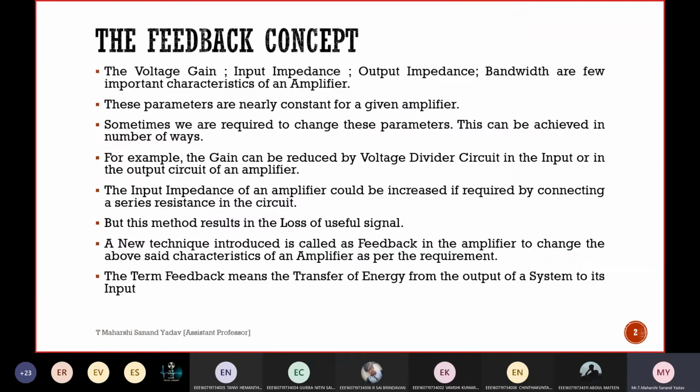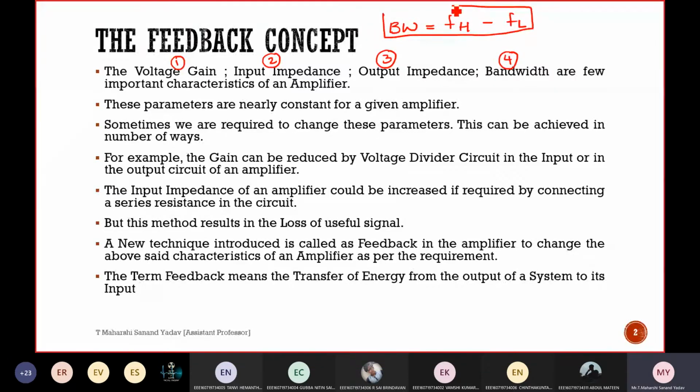So, the feedback concept. We know about voltage gain, input impedance, output impedance, and bandwidth are a few important characteristics of an amplifier. If you want to know the performance of an amplifier, we need to know about all these characteristics: its voltage gain, its input impedance, output impedance, and bandwidth. What is bandwidth? Bandwidth is nothing but higher cutoff frequency minus lower cutoff frequency. We shall see about this in detail.